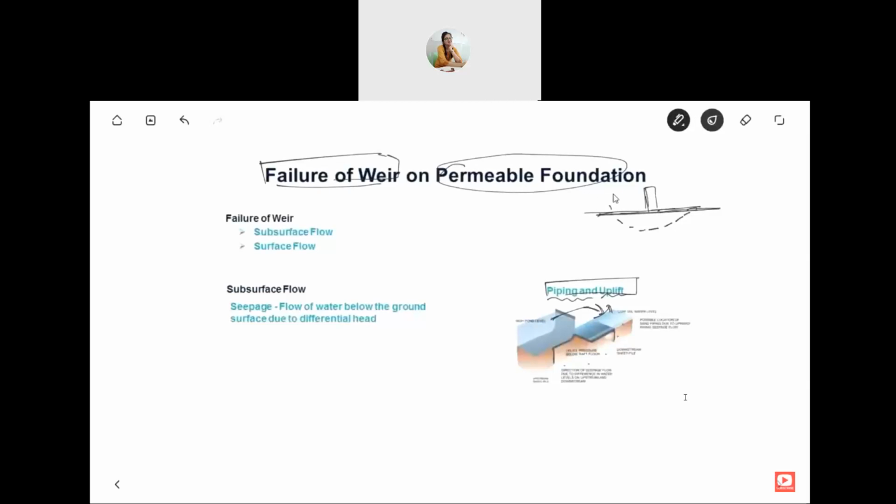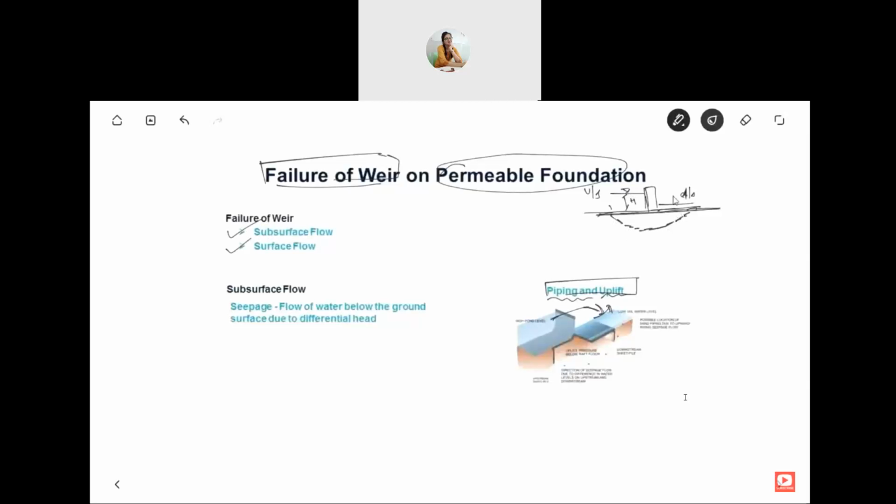So if suppose this is the weir and there is head of water on the upstream, which I am denoting by U/S, and there is downstream. So this weir can fail due to two reasons. One is subsurface flow and other is surface flow. So what is subsurface flow? Subsurface flow is the flow of water underneath the ground surface.